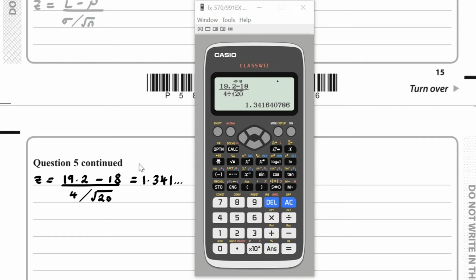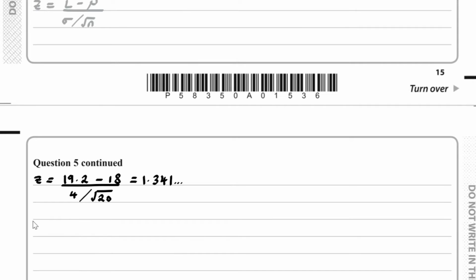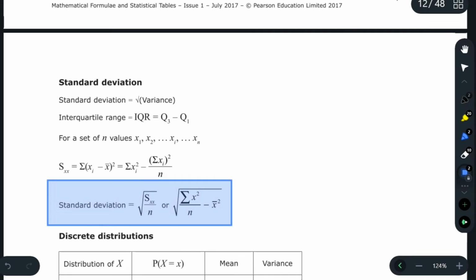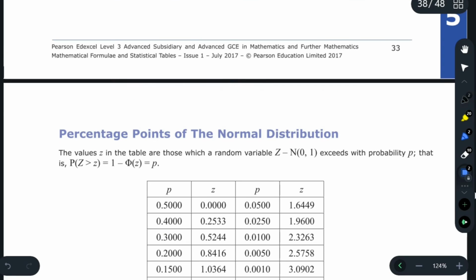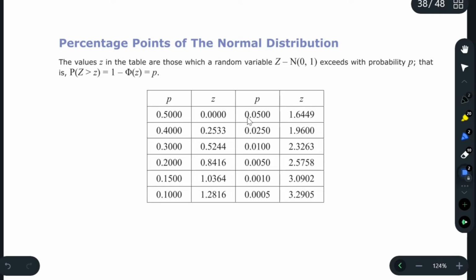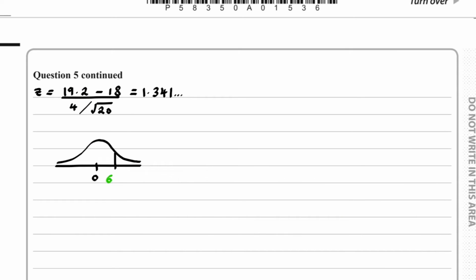So how does this help us? Well, let's draw a diagram like so. We've got 0 over here. We've calculated a z value, and what we'll do is we'll take a look at what the critical z value is. The critical z value we can find from the tables. So if we scroll down, for a 5% significance level, we have z equaling 1.6449. So here we've got 1.6449. We'll just write it in black.